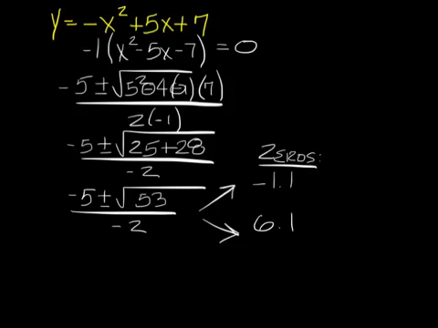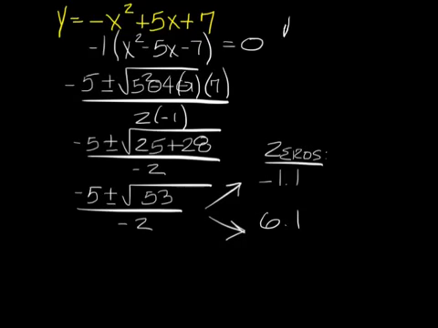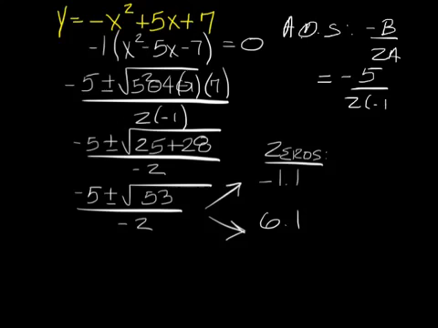For the axis of symmetry, we need negative b over 2a. So that would be a negative 5 over 2 times a negative 1. So you would come up with a positive 5 halves, which you're going to use as 2.5 on your graph. But you could use 5 halves or 2.5 when you plug it back in for the vertex, whatever you want to use.